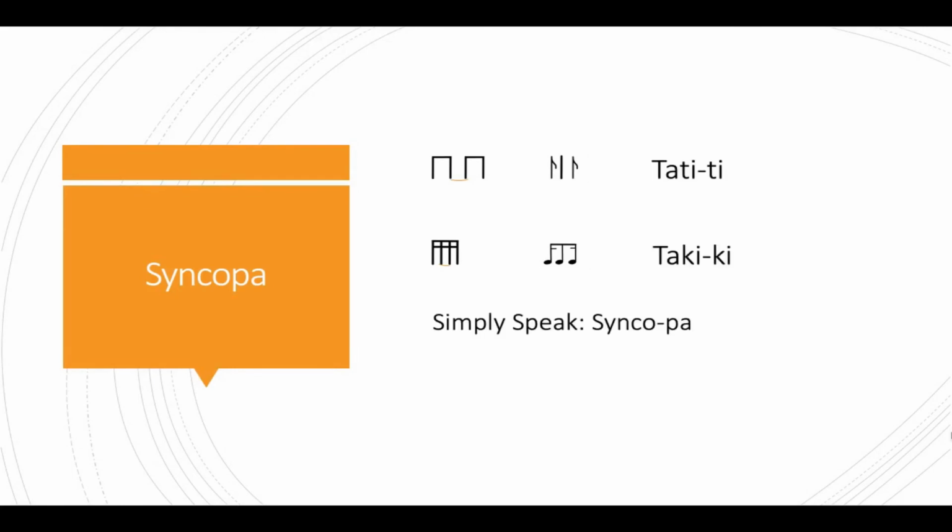So remember, taki-tiki often stands for 16th notes, but doesn't have to. When you see these 2 rhythms in a score, or any other short, long, short, you can speak syllabically, but you can also simply say syncopa. That's also fine. Let's pattern together. We'll do the top one. 2, ready, and tati, tati, syncopa, syncopa, ta. Ta, ta, taki, tiki, ta, syncopa, ta.